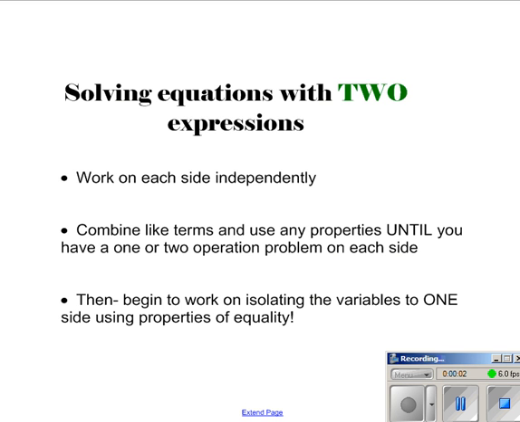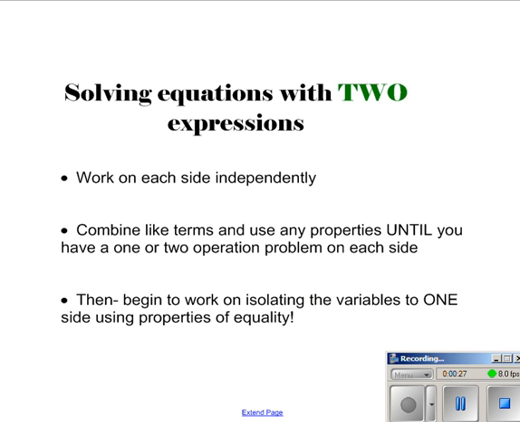Okay, we are going to move on to the third video on solving multi-step equations. We are now going to move into solving equations with two expressions, where you have an expression on each side of the equal sign. What you want to keep in mind is you are going to begin by working on each side independently. You're going to work on the left side independent of the right side to begin with.